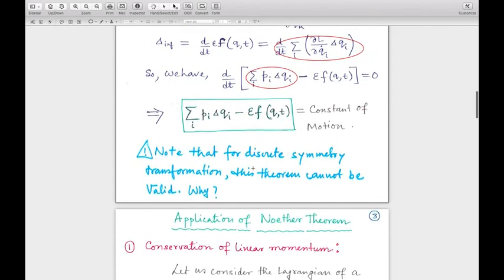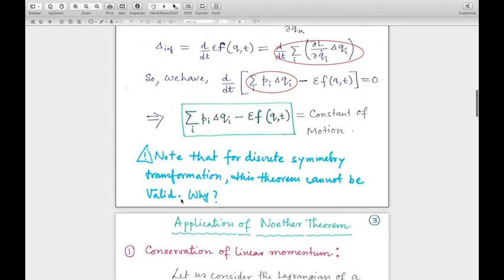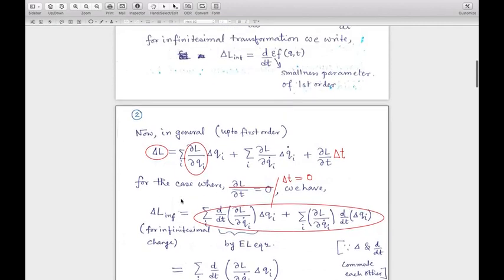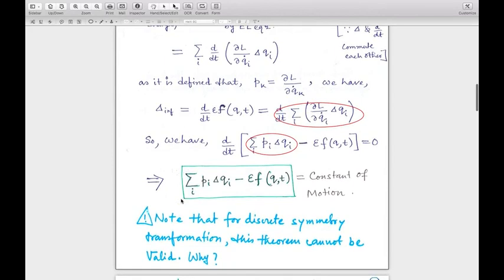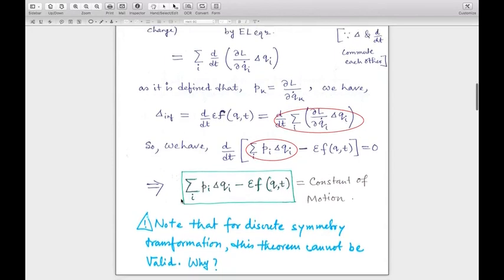Now remember, here we have always talked about continuous symmetry transformation. That's why we are talking about infinitesimal changes, first order perturbation, and Taylor expansion type of thing. Now note that for discrete symmetry transformation, this theorem cannot be valid in general. My question, or rather I invite you to think on it, is why. Basically, mathematically, if you look at this derivation, at which step this may cause a problem. So just think and try to answer me later.